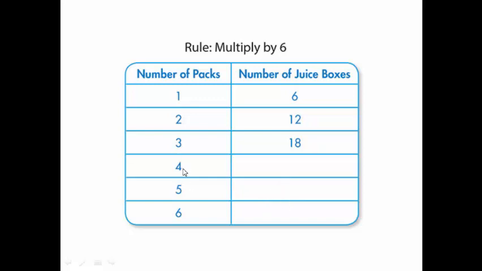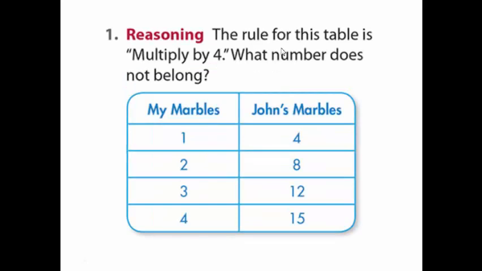So where's our rule? Yes, multiply by 6. And I have 4 here. So 4 times 6 will be, who can answer? Yes, perfect, 24. Now 5 times 6, who can answer? Yes, 30. Now the next question, 6 multiplied by 6, it will be 33. So let's move now to the next question.